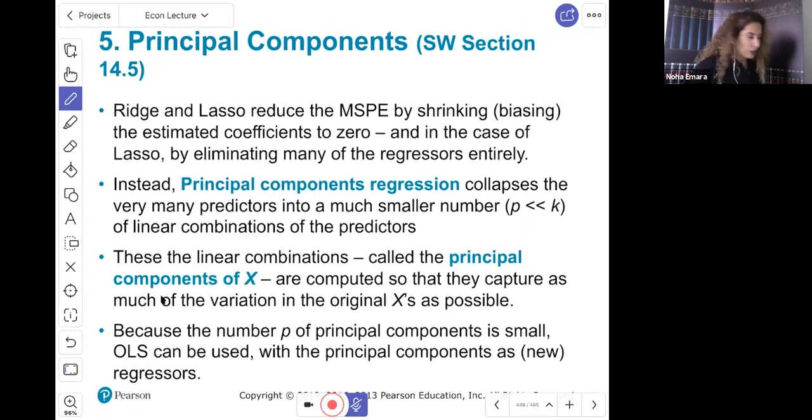What we have left is the third way of shrinking parameters. And this is actually the one that I prefer to use in most of my papers when I have multiple variables talking about the same thing, and I really don't want to use them all. I want to shrink them into one variable or into a summary variable.